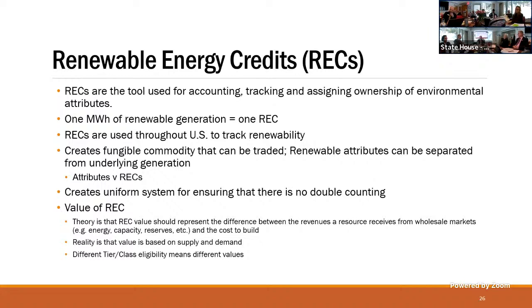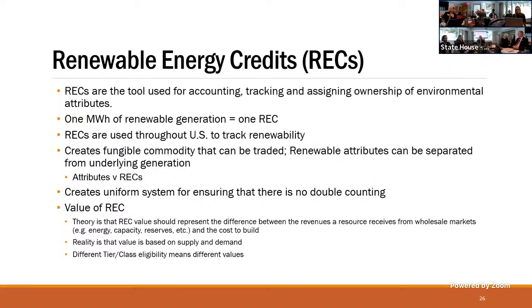In reality, though, that value is really just based on the difference between supply and demand. So we have all these marketplaces. Utilities have obligations. If there's enough renewable energy credits out there to meet those obligations, the price of those will be lower. And if there's not enough projects, the price kind of goes up, and that should then encourage people to build renewable energy.